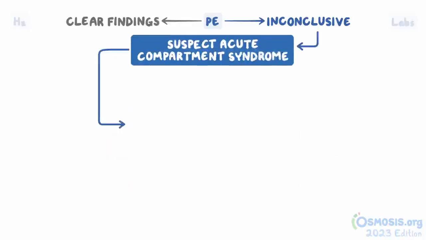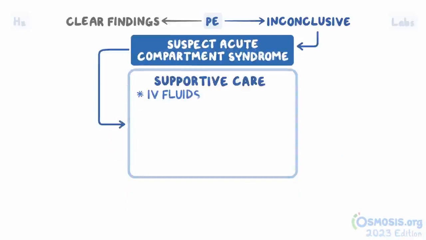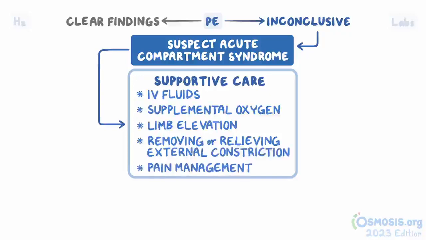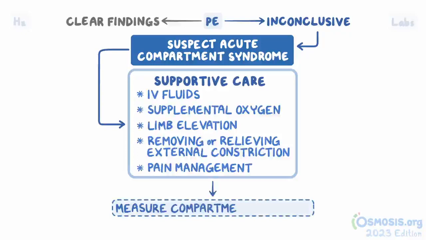You should initiate the same supportive care with IV fluids, supplemental oxygen, limb elevation, removing or relieving external constriction of the limb, and pain management. Once supportive care is started, measure the compartment pressure to confirm your diagnosis.